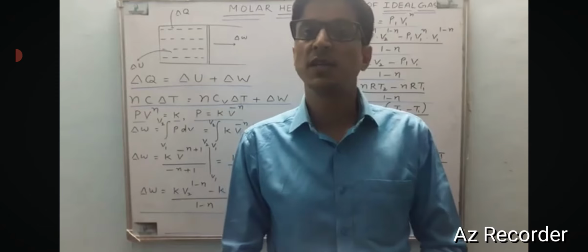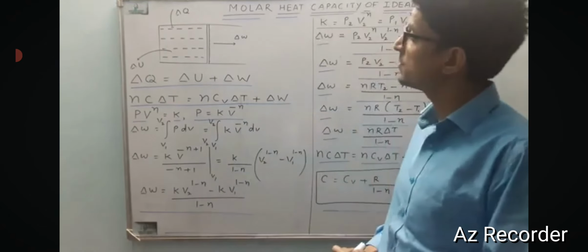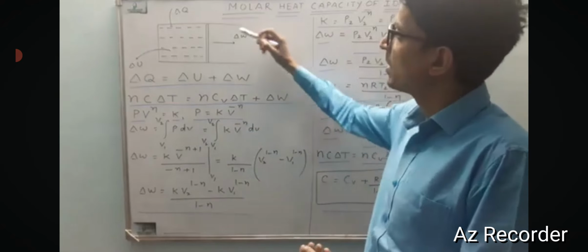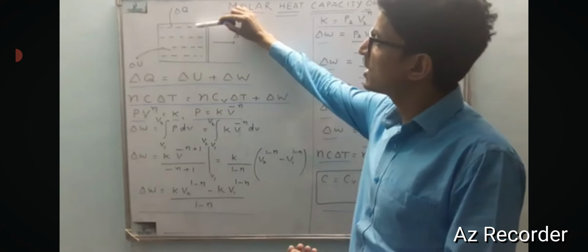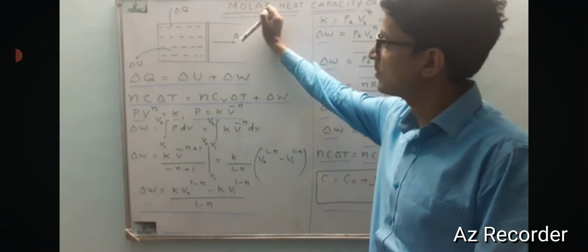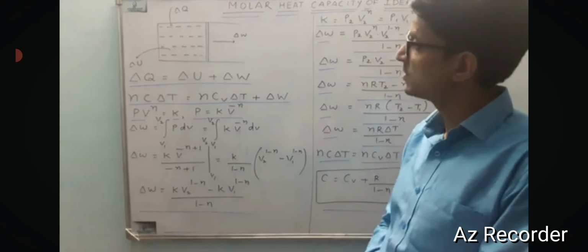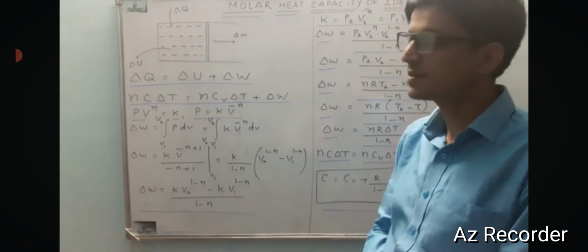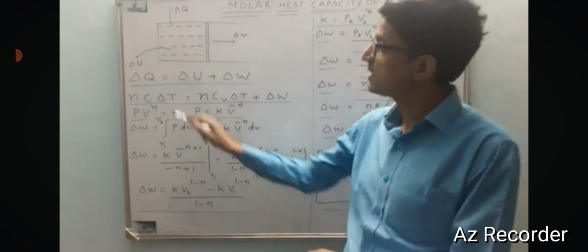Let's discuss the molar heat capacity of a gas in a process. So suppose we have an ideal gas and we supply an amount of heat delta Q to the gas. As an impact of that, it performs work delta W and its internal energy increases by delta U. So using first law of thermodynamics, we can say that delta Q is equal to delta U plus delta W.